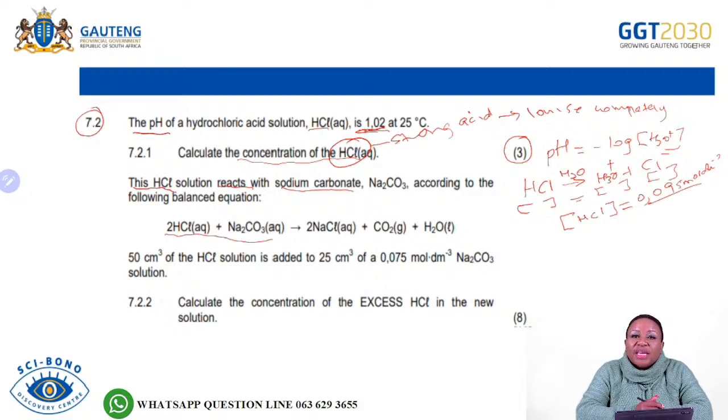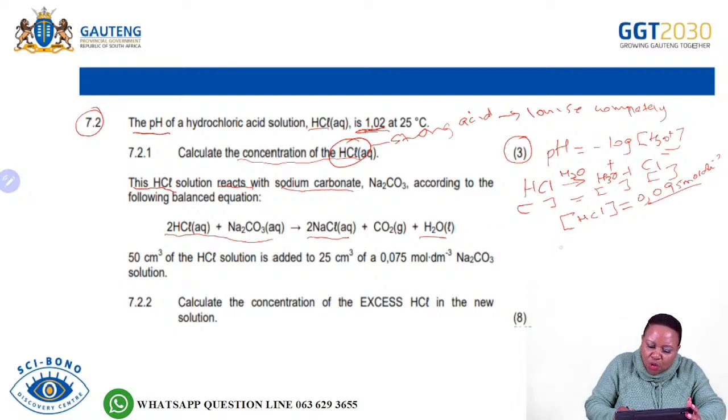What information do we get from our balance equation? We will always get the information on the mole ratio, on how many moles of HCl need to react with how many moles of sodium carbonate, so that we can get the carbon dioxide, the sodium chloride, and water as our product. Therefore, if you look at the ratio of reacting, you can see that Na2CO3 is to HCl. The ratio is, for every 1 mole of sodium carbonate, I need 2.